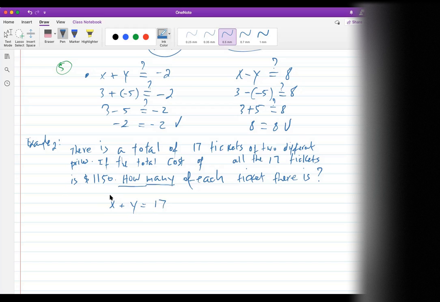Okay, we just need to figure out how many of X, how many of Y tickets we have. But we need to add a lot of information here because without it, we wouldn't be able to solve. We should add here two different prices, and that's important, otherwise it wouldn't be possible. Say different prices. You can say, for example, 50 and 100.